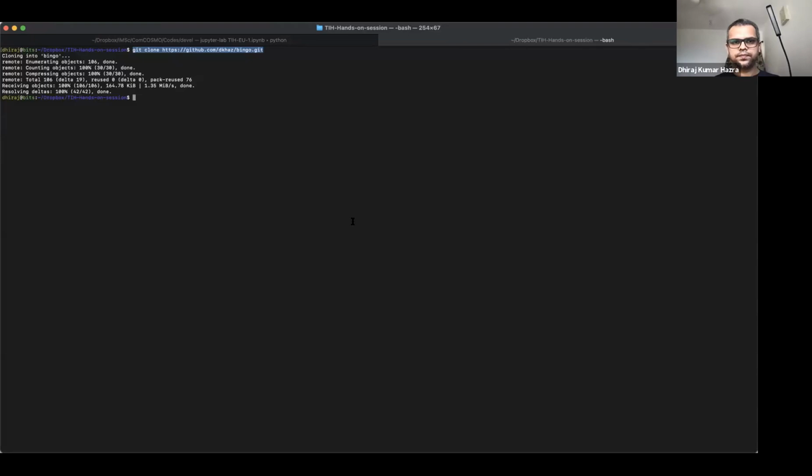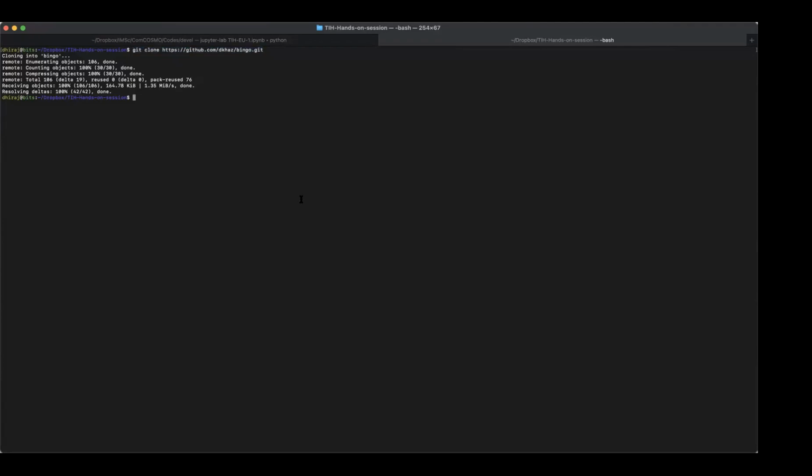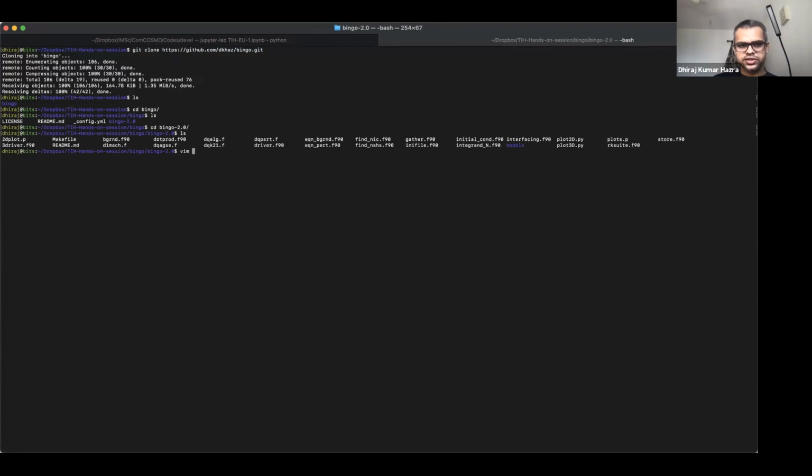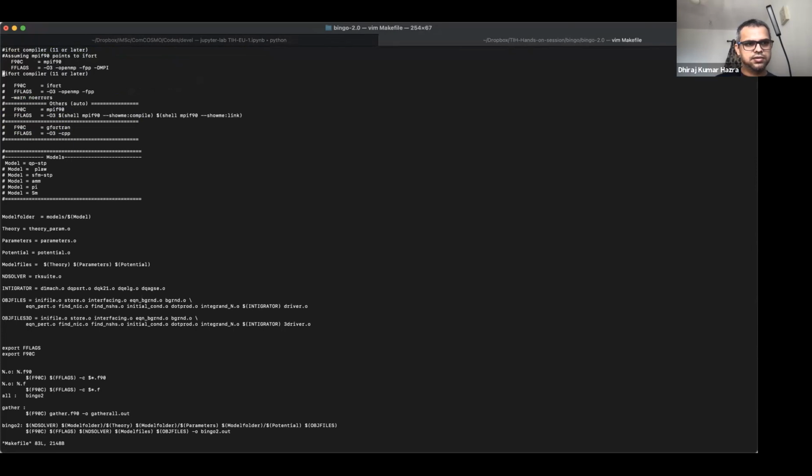Okay, so let me stop the screen share from here and share this screen instead. Once you are able to clone, you go to cd Bingo, then cd Bingo 2.0. You just have to change the thing in the makefile. If you are using ifort, then you need to use -qopenmp or simply remove this -openmp.